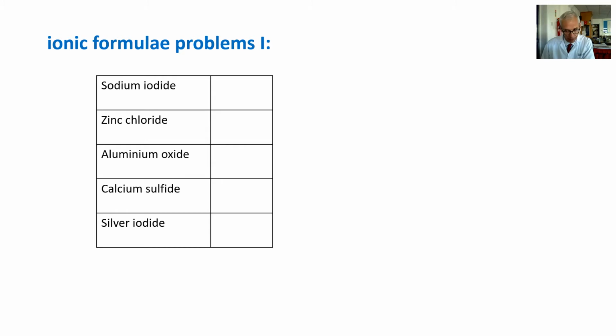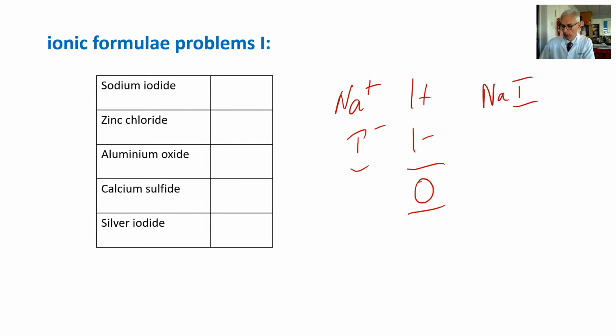Try that now. Pause the video and try that now. So continuing, I'll just go through as an example. Sodium is a +1 ion. Iodide is a 1- ion. You notice those, one of each sums to 0, so sodium iodide is the correct formula.